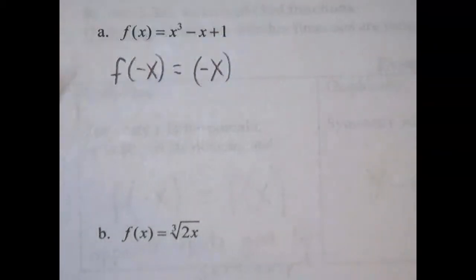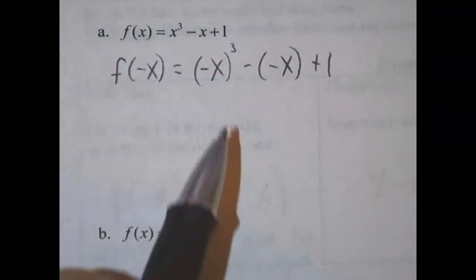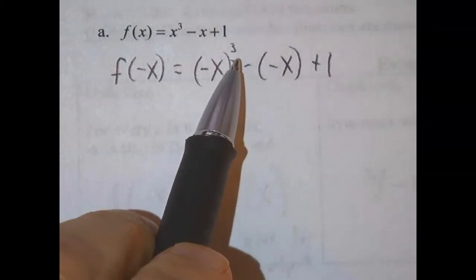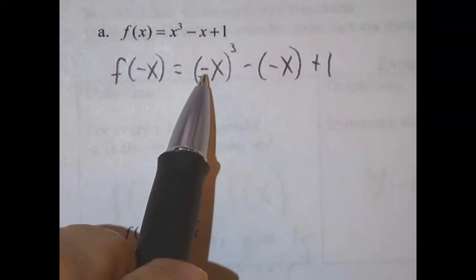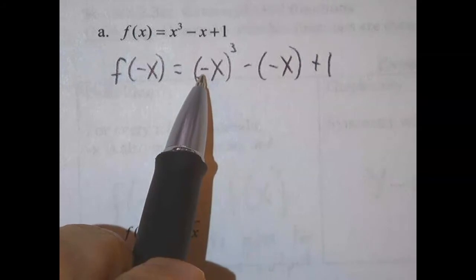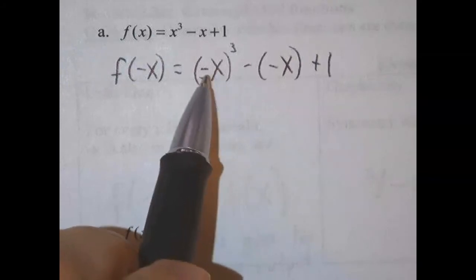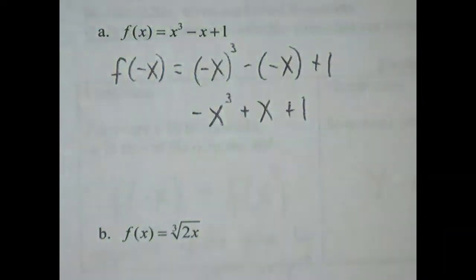Okay, so we're always going to look at f of negative x. That's for sure. That's a given. In this case, you're going to replace all your x's with negative x: negative x, minus negative x, plus 1. Now whenever you are raising a negative to an odd power, you think of multiplying negative 1 by itself an odd number of times. You're going to end up with a negative number. So this would be negative x to the third, or the opposite of x to the third. This is just subtracting a negative, so that's plus x, and that's plus 1.